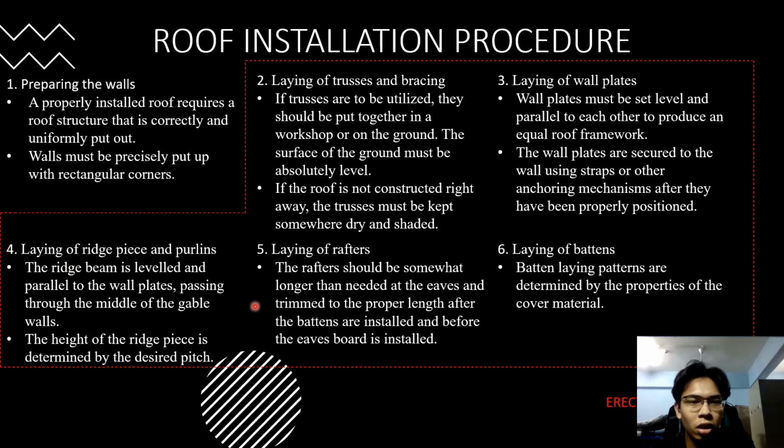Fourth, laying of the ridge piece and purlins. The ridge beam is level and parallel to the wall plates, passing through the middle of the gable wall. The height of the ridge piece is determined by the desired pitch.